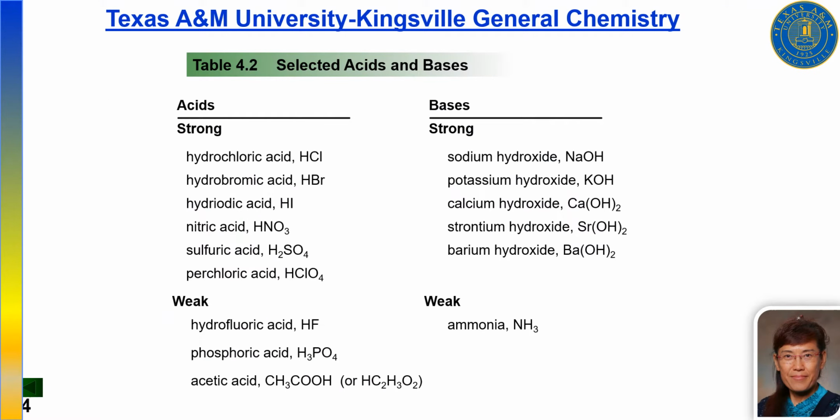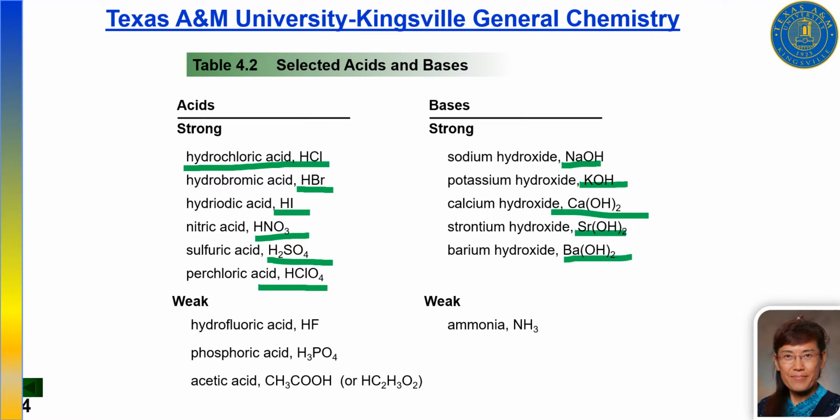In terms of the acid base, I put the strong acid, strong base in this table 4. There are several commonly used strong acid and strong base. Strong acid included hydrochloric acid, hydrobromic acid, hydroiodic acid, nitric acid, sulfuric acid, and perchloric acid, and so on. Strong base, sodium hydroxide, lithium hydroxide, potassium hydroxide, calcium, strontium, barium hydroxides.